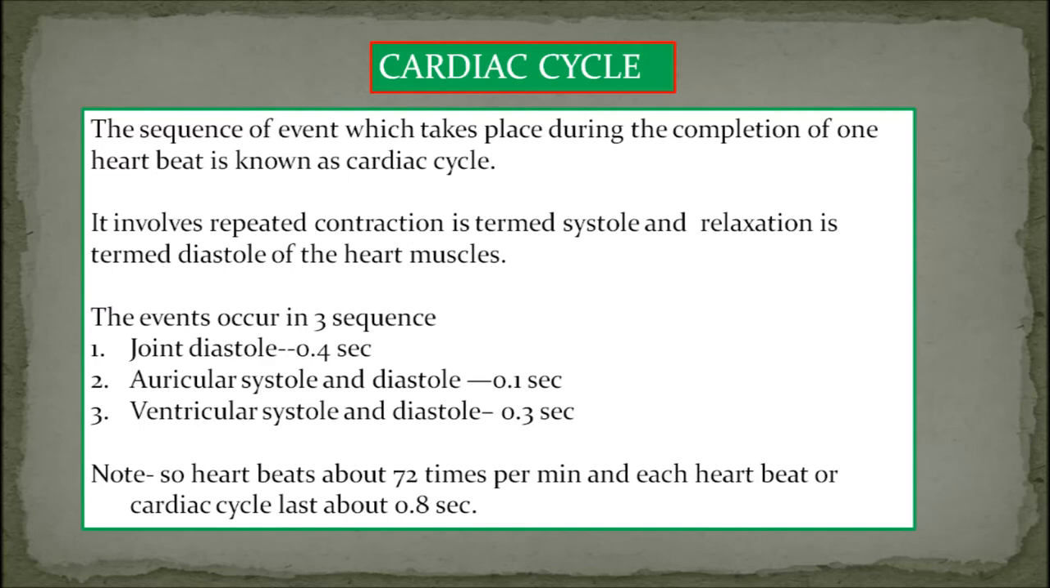Like that, 72 times per minute our heart beats, that is, 72 cardiac cycles take place per minute in a normal human body. Is it clear for everyone?